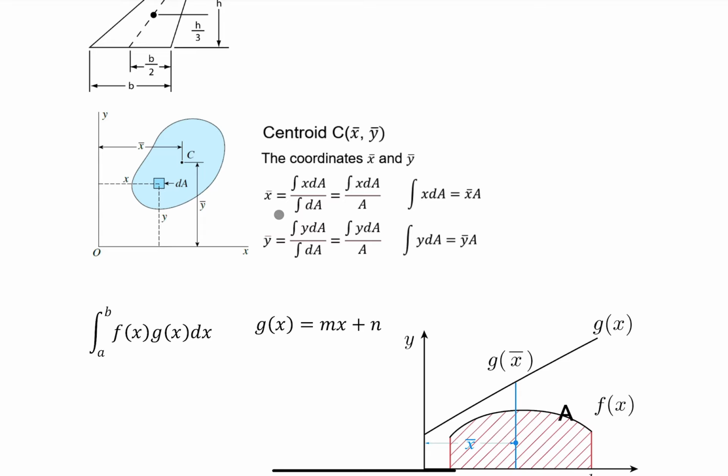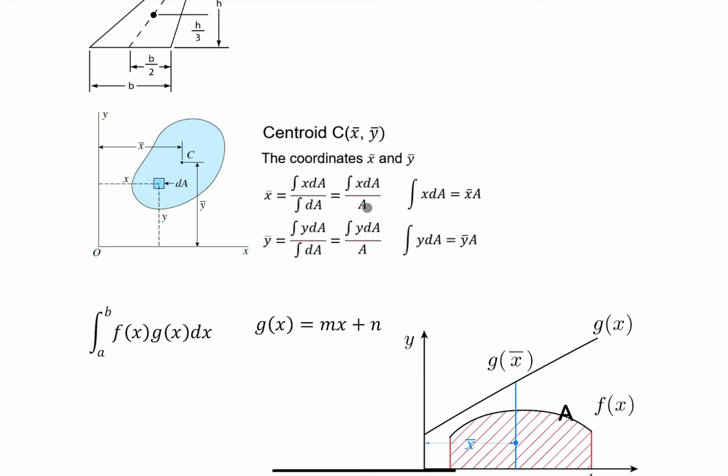In these two equations, the numerator of this expression is x times dA, where dA is a small area on this shape. The denominator is the area of the shape. So this is for the x coordinate. For the y coordinate, the integration involves y times dA, divided by the area of that shape. These are the two equations to calculate the coordinates for a very general shape.